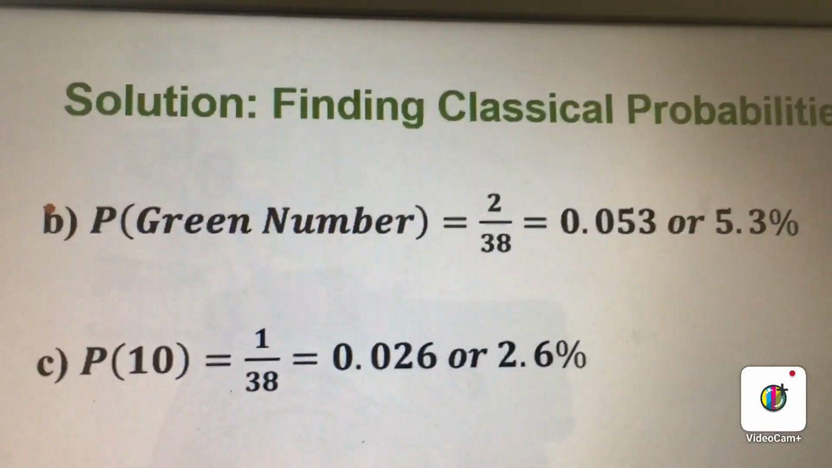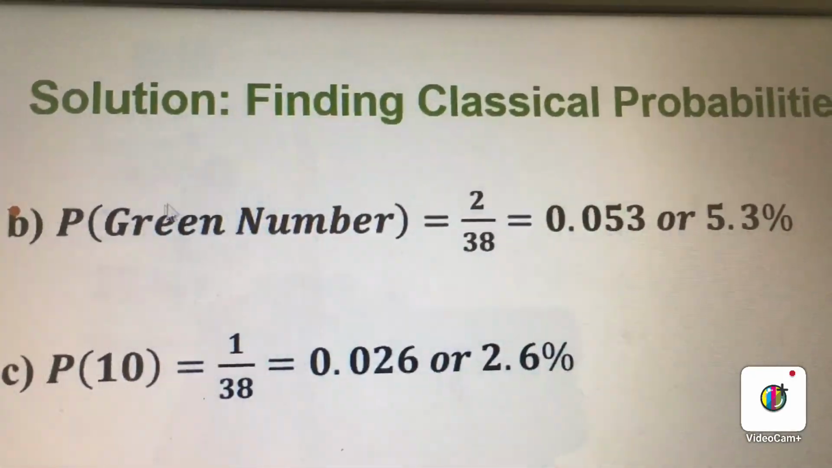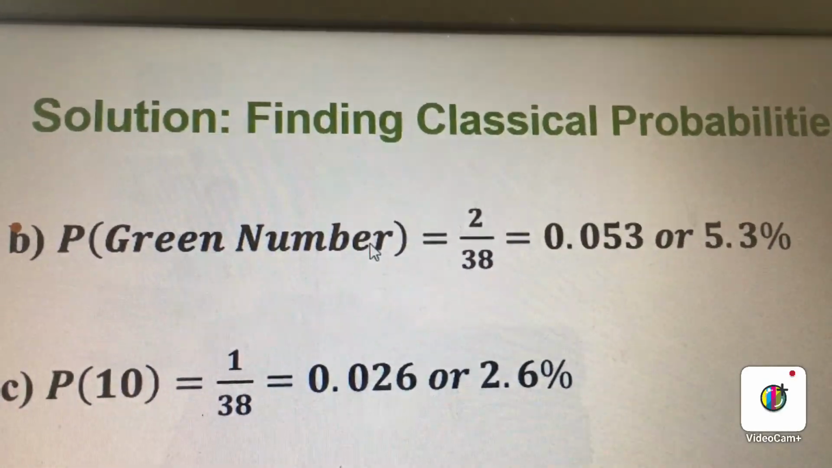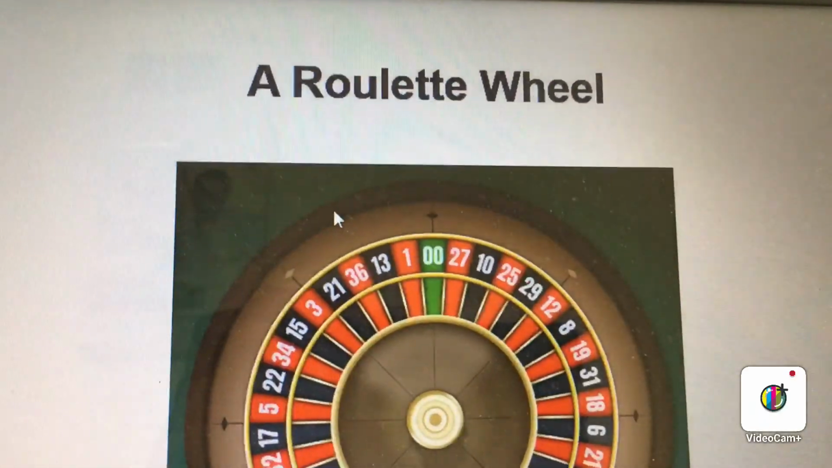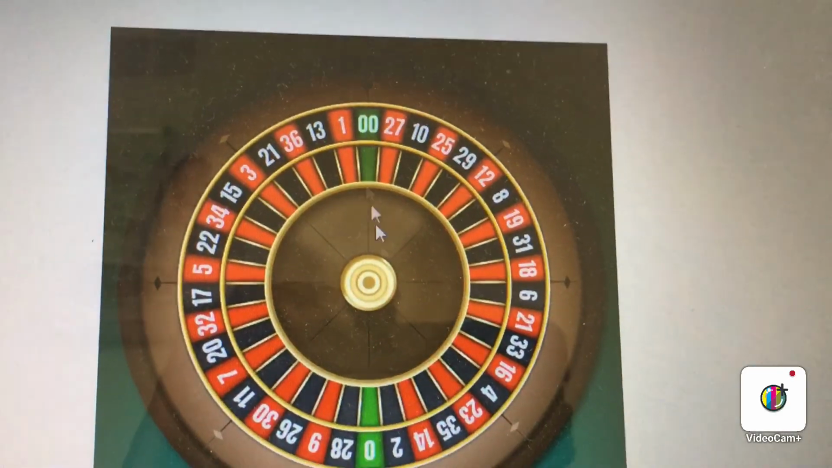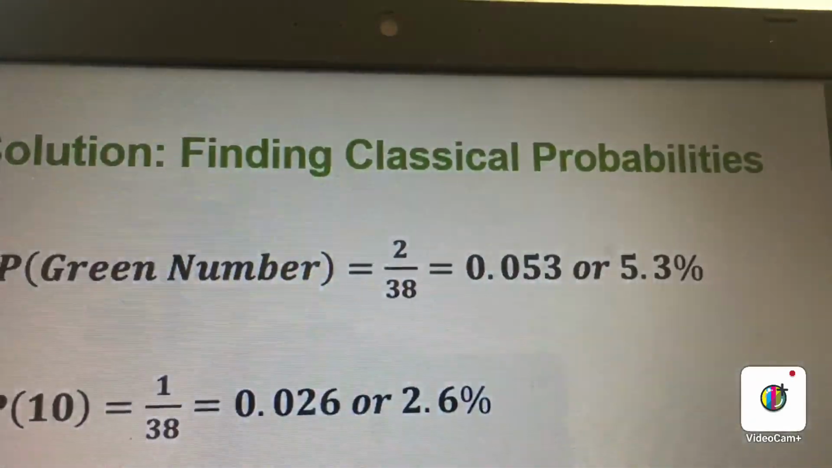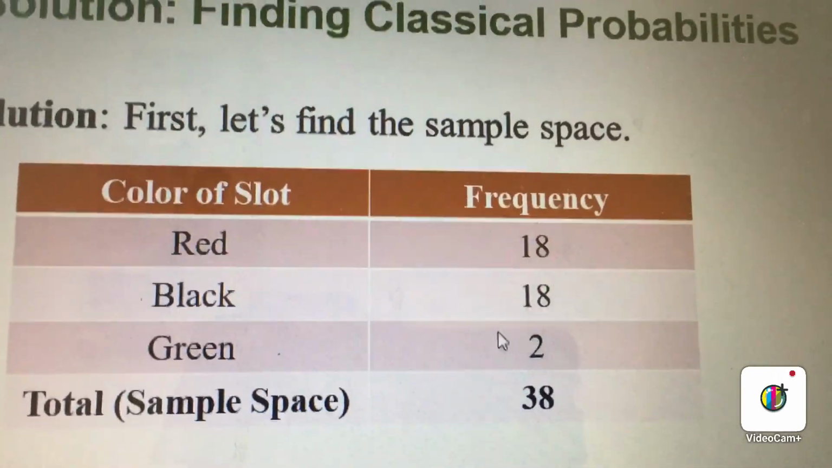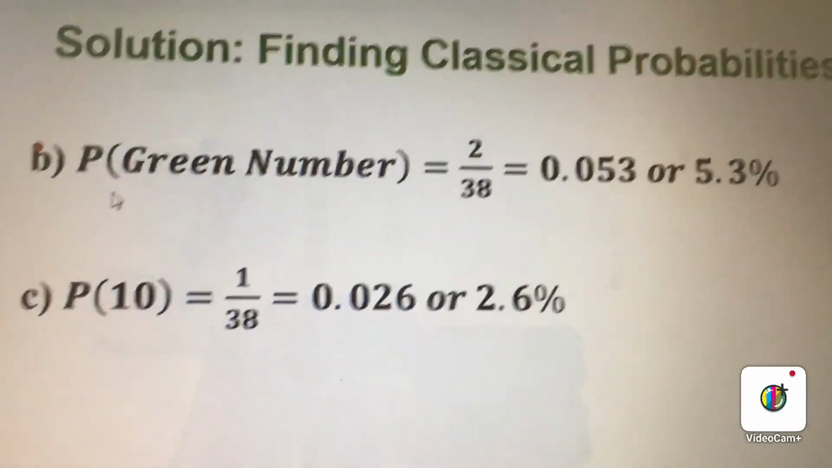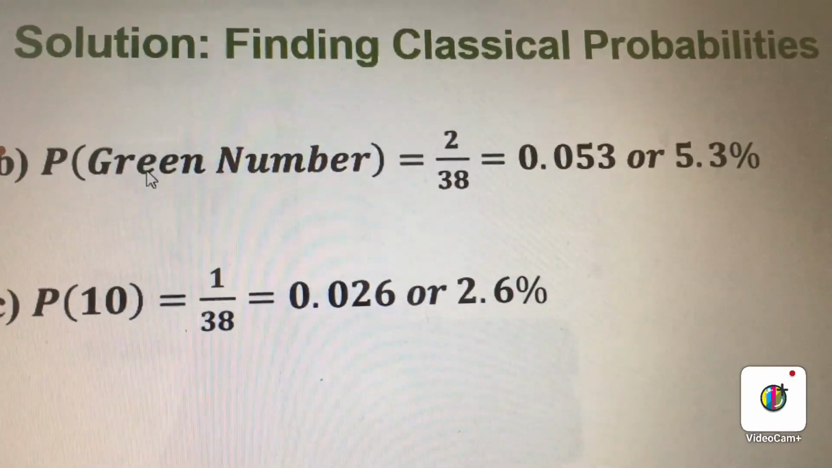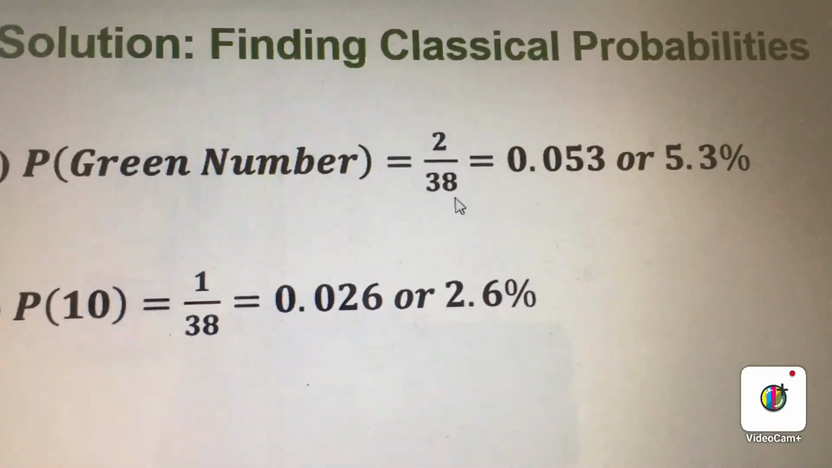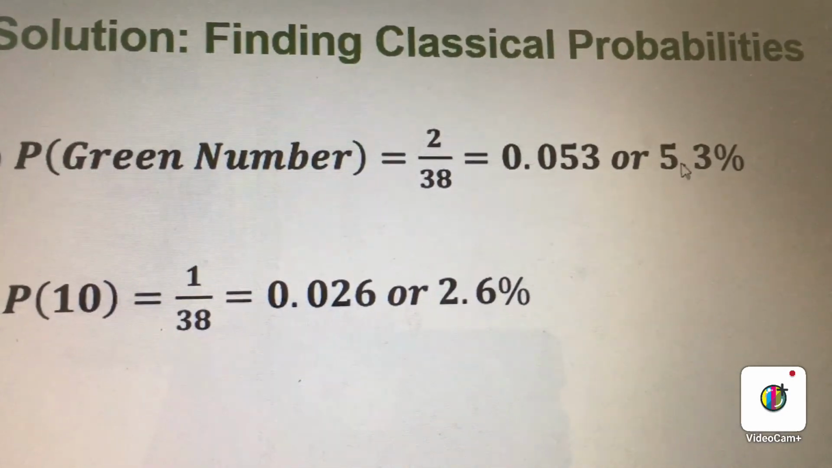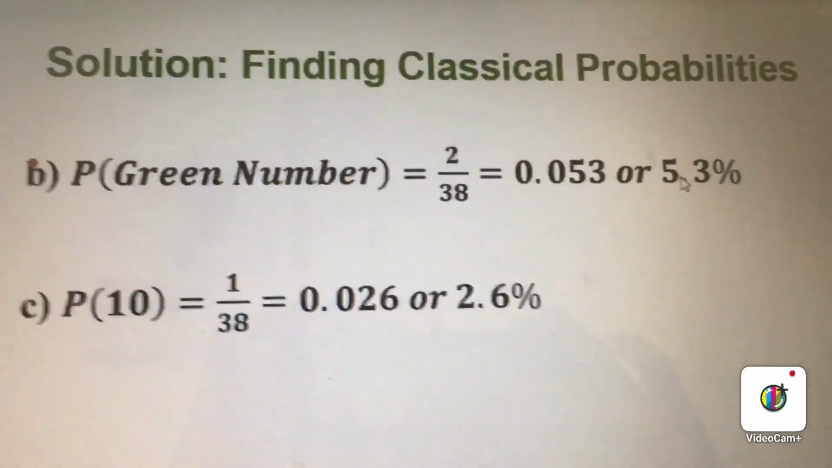Part B is asking the probability that the ball falls on a green number. How many green numbers do we have here? Only 2 of them, and from the table, you can see right here, only 2 of them. So the probability that it falls on a green number is 2 out of 38 chances, which is 0.053 or 5.3% chance. Okay?